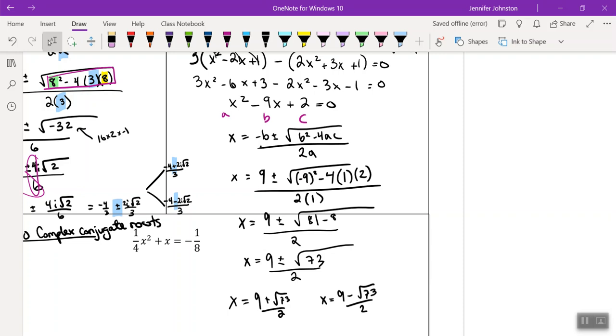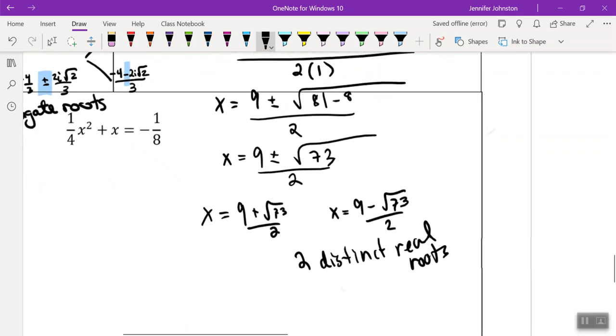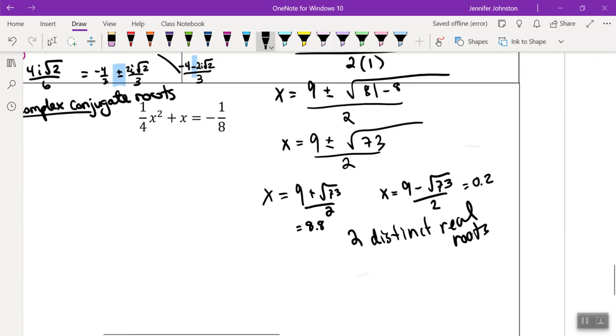And then what do we have here? Are they complex? Are they equal or are they distinct? Well, these are two distinct real roots. If you put them in your calculator, you'll get some decimals. These are what we call the exact values, and if you actually calculated it, 9 plus the square root of 73 all divided by 2 gives us 8.8, and 9 minus the square root of 73 all divided by 2 gives us 0.2. Not beautiful to graph, but they are two distinct real roots.